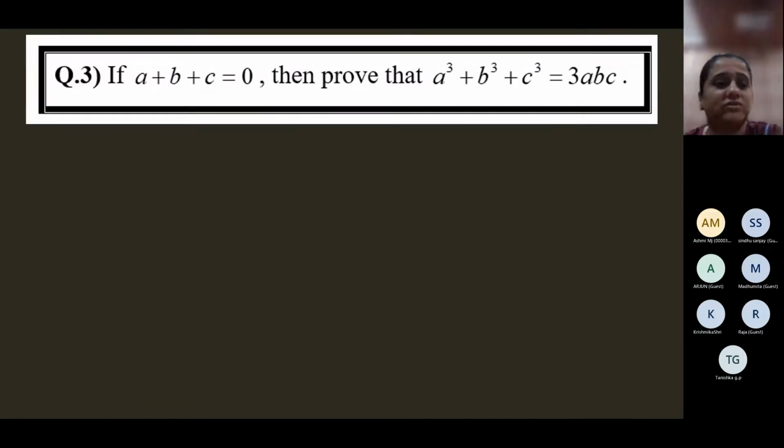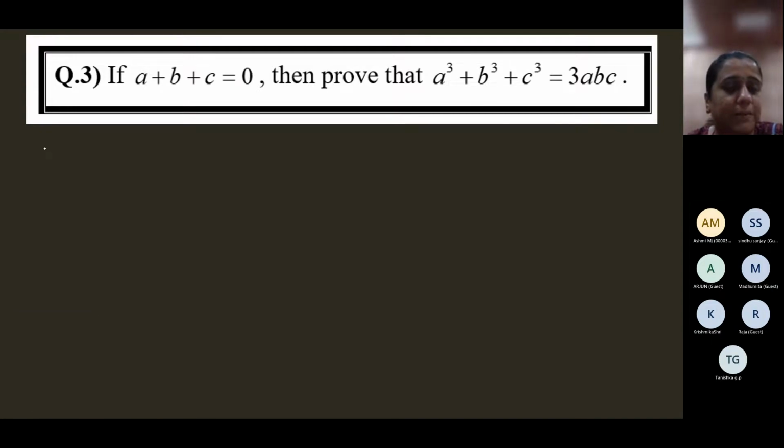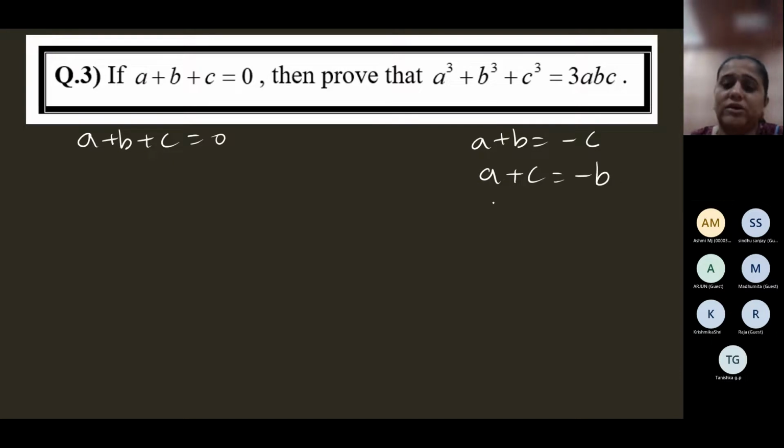Now this is the alternate proof. Please write down. I'll be explaining as I write it. So what is given? A plus B plus C is equal to 0 is given to you. Now transpose any one to the other side. You can write A plus B is equal to minus C, or A plus C is equal to minus B, or B plus C is equal to minus A. Any one of these three will give you the same result.